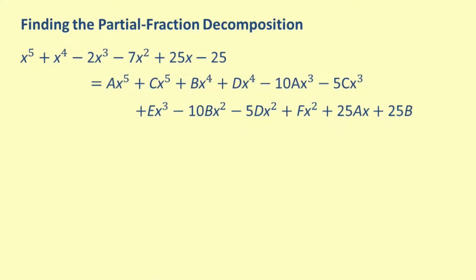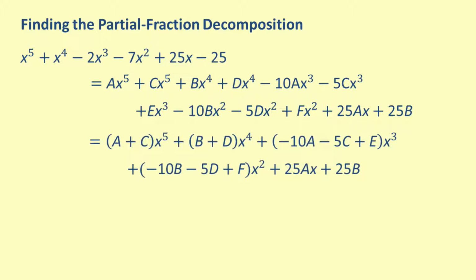Rewrite the right side of the equation to group terms with like exponents together and go in descending order. Now let's factor what we can. So, factoring the right side of the equation yields the quantity a plus c times x to the fifth power plus the quantity b plus d times x to the fourth power plus the quantity negative 10a minus 5c plus e times x cubed plus the quantity negative 10b minus 5d plus f times x squared plus 25ax plus 25b.